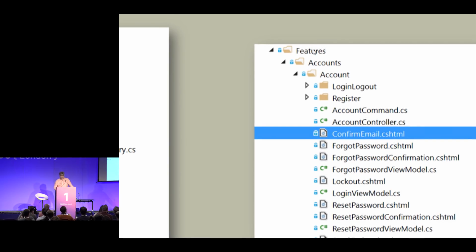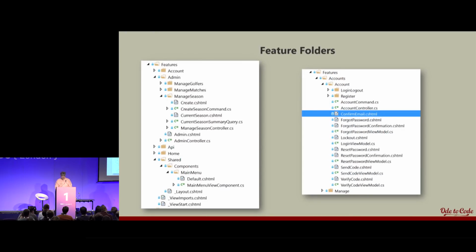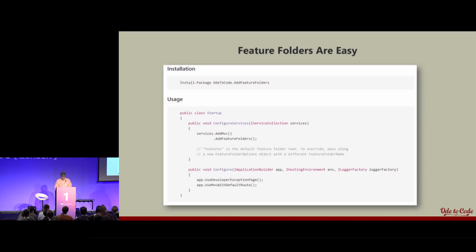Breaking that out into features, I might take just the login, logout feature and move that into its own controller, and inside of there, the views and the models associated with that feature. So very easy to find and work with. And I like it so much that I created a NuGet package a couple years ago, so you can just install OdeToCode.AddFeatureFolders, and inside of ConfigureServices, when you're adding MVC, you can just do .AddFeatureFolders, and yes, there's some configuration options you can pass in there to change the name of the features folder if you want to, for example, but it's just that easy.